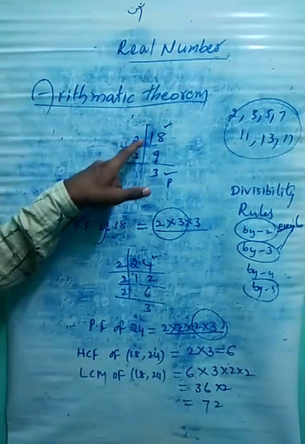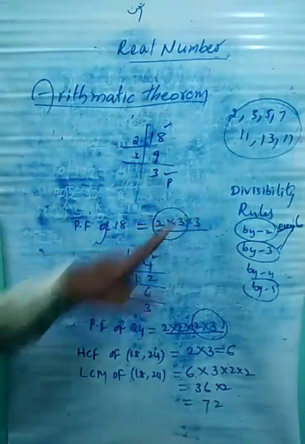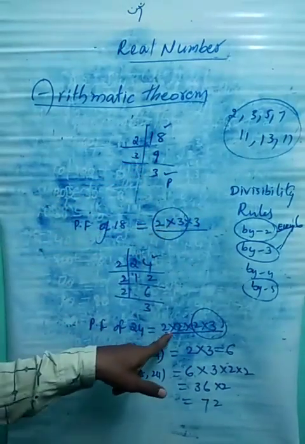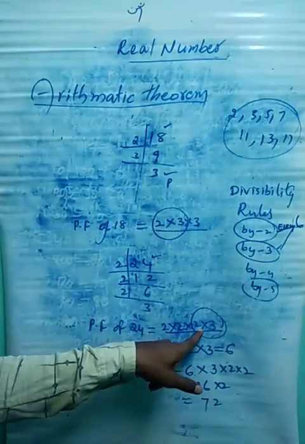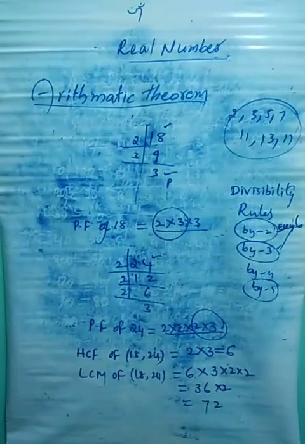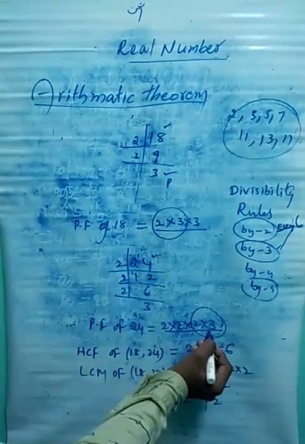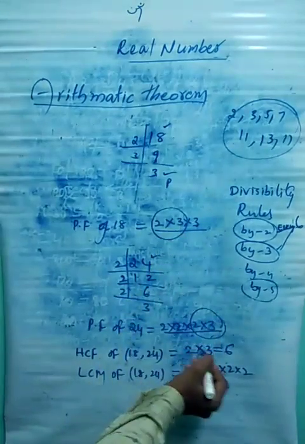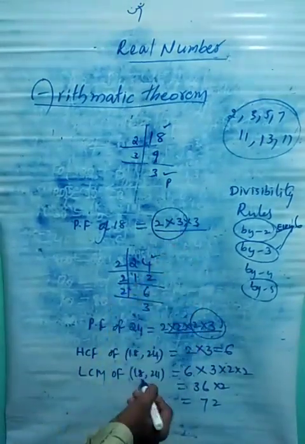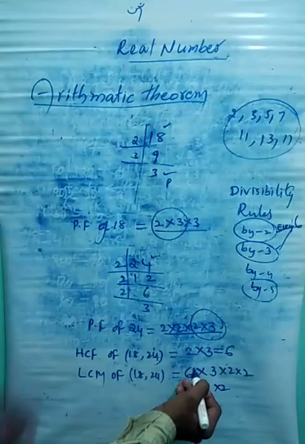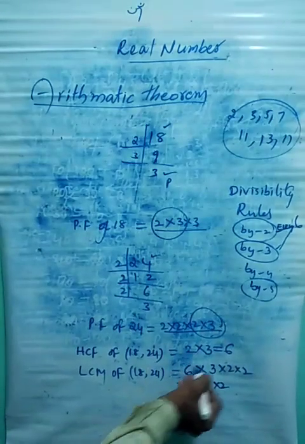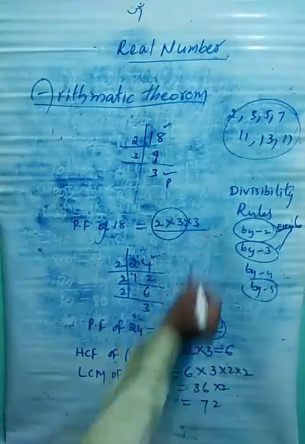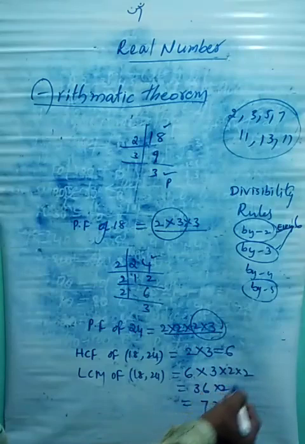Once again, look here. First we find the prime factorization of 18. 18 is 2 into 3 into 3, and the prime factorization of 24 is 2 into 2 into 2 into 3. After that, what are the common factors? 2 into 3, only. These are the extra factors. The 2 into 3 is a common factor, and the 2 into 3 is nothing but the HCF. And also we take all the remaining numbers along with the HCF value. HCF is 6 and the remaining numbers are 3, 2, 2. So multiplication gives 72.